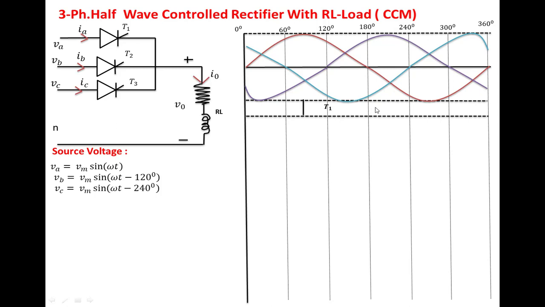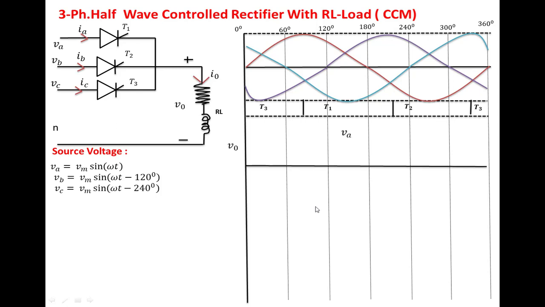So up to this point, T1 is conducting. At this point, T1 will be off and T2 will start conducting. Again it conducts for 120 degrees. Next, for 120 degrees, T3 has to conduct.